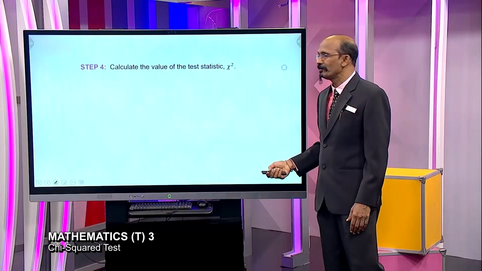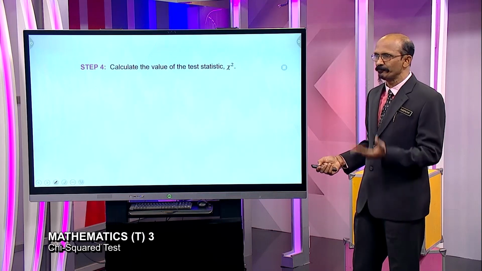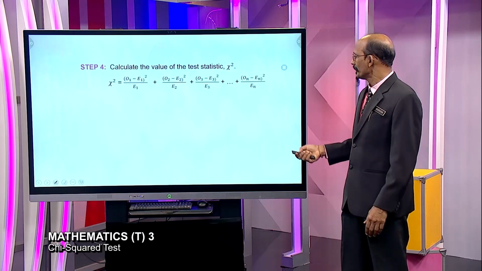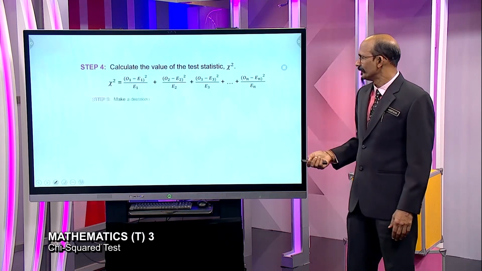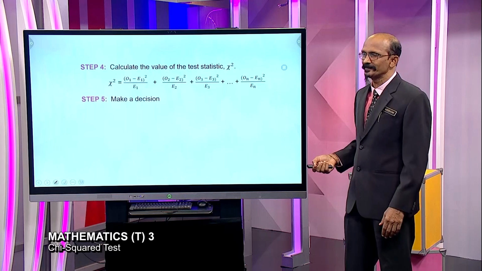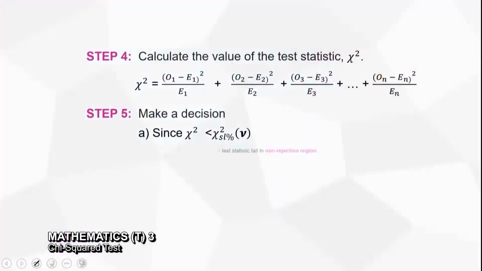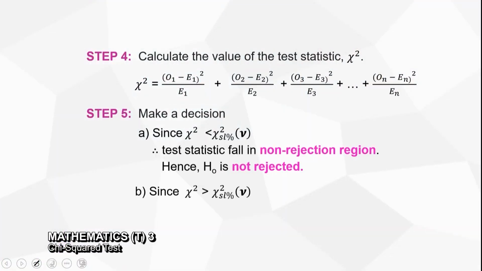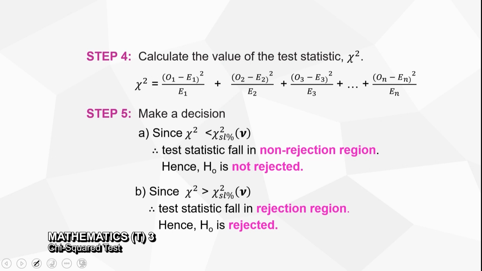In step 4, I calculate the test statistic, slightly different from just now. We state the formula, and then we make a decision in step 5. The decision, as I mentioned earlier, is a 3-layer statement, as shown here. Same thing whether it is not rejected or rejected.